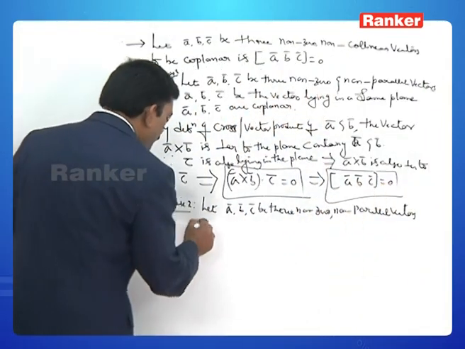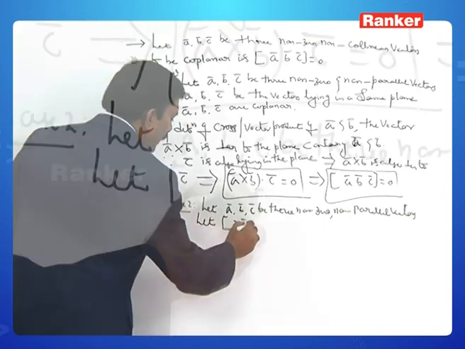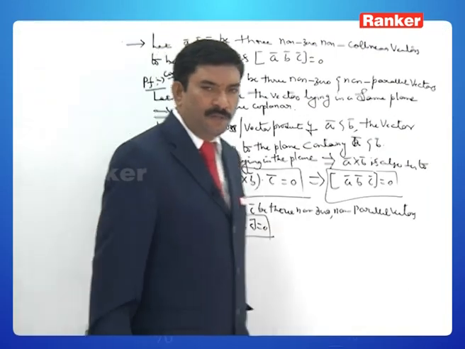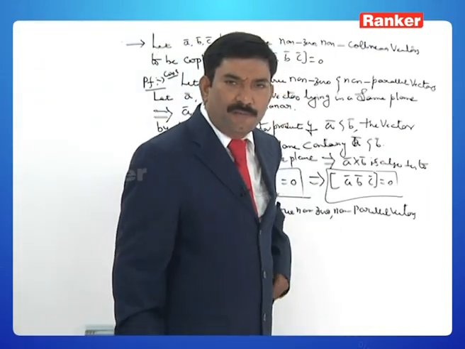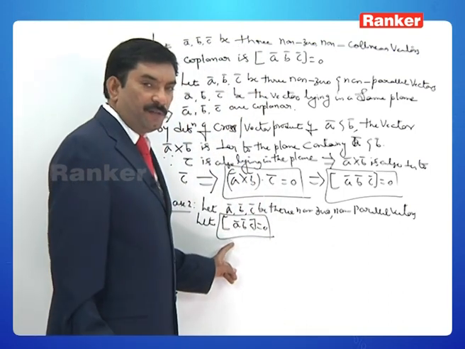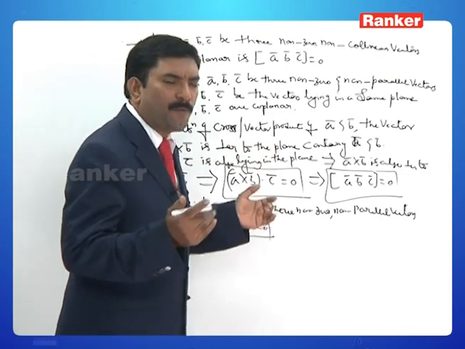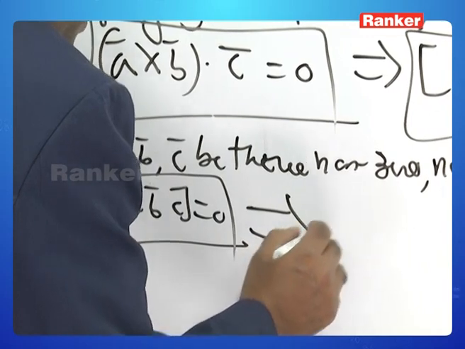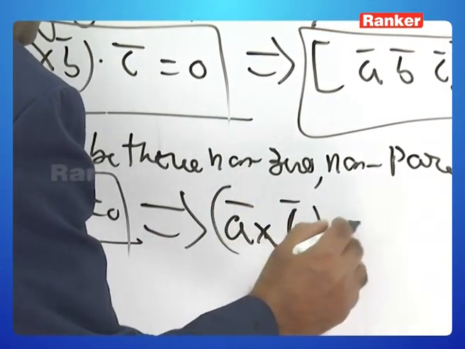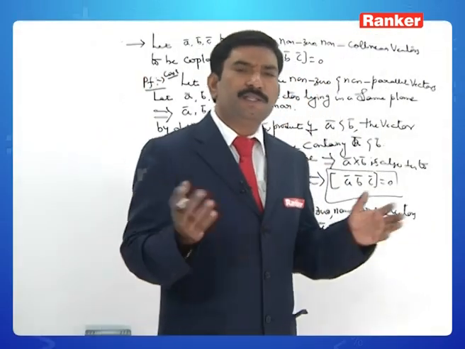Now consider, let box of A bar, B bar, C bar be equal to 0. When box of A bar, B bar, C bar is equal to 0, the box is in turn a scalar triple product. I can also write A bar dot, that is A bar cross B bar dot C bar is equal to 0.